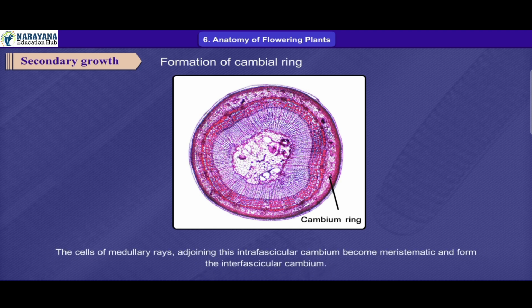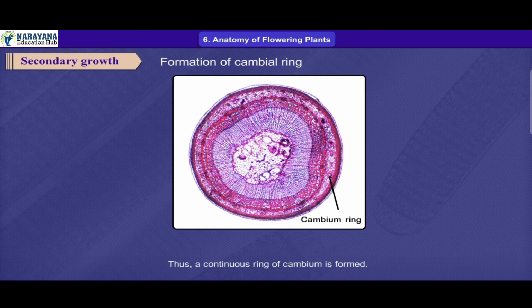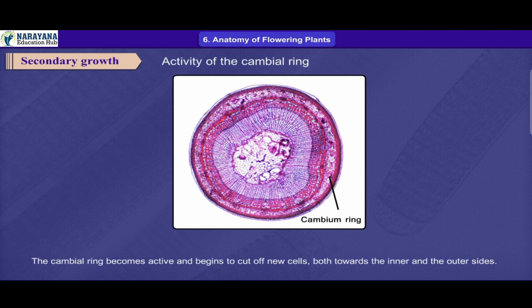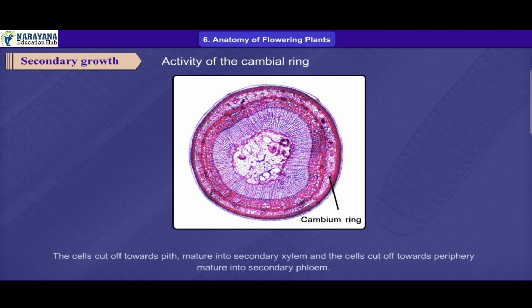The cells of medullary rays adjoining this intravascular cambium become meristematic and form the intervascular cambium. Thus, a continuous ring of cambium is formed. Activity of the cambial ring. The cambial ring becomes active and begins to cut off new cells, both towards the inner and the outer sides.